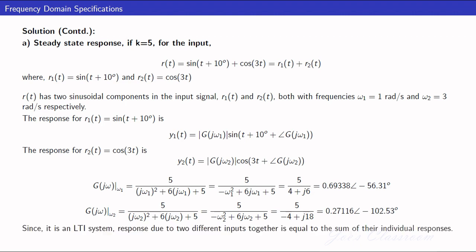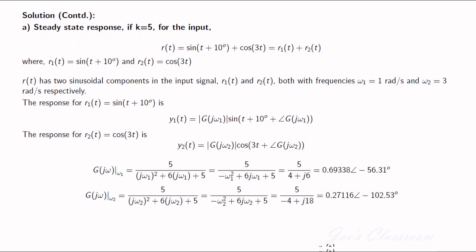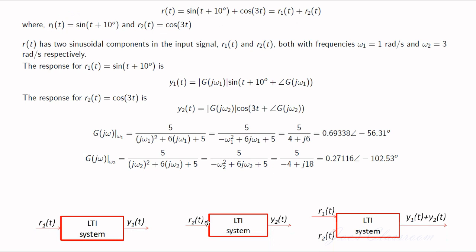Now, this is an LTI system, and therefore I can use the principle of superposition. The principle of superposition is what is being explained here. If I take an LTI system and give an input R1(t), and this output is Y1(t), and similarly I give R2(t) as an input separately, and the corresponding output is Y2(t), then if I apply both the inputs R1(t) and R2(t) together, the output is going to be the sum of the individual outputs, that is Y1(t) + Y2(t). So for these two inputs applied together, this is going to be the total response. We'll use that.